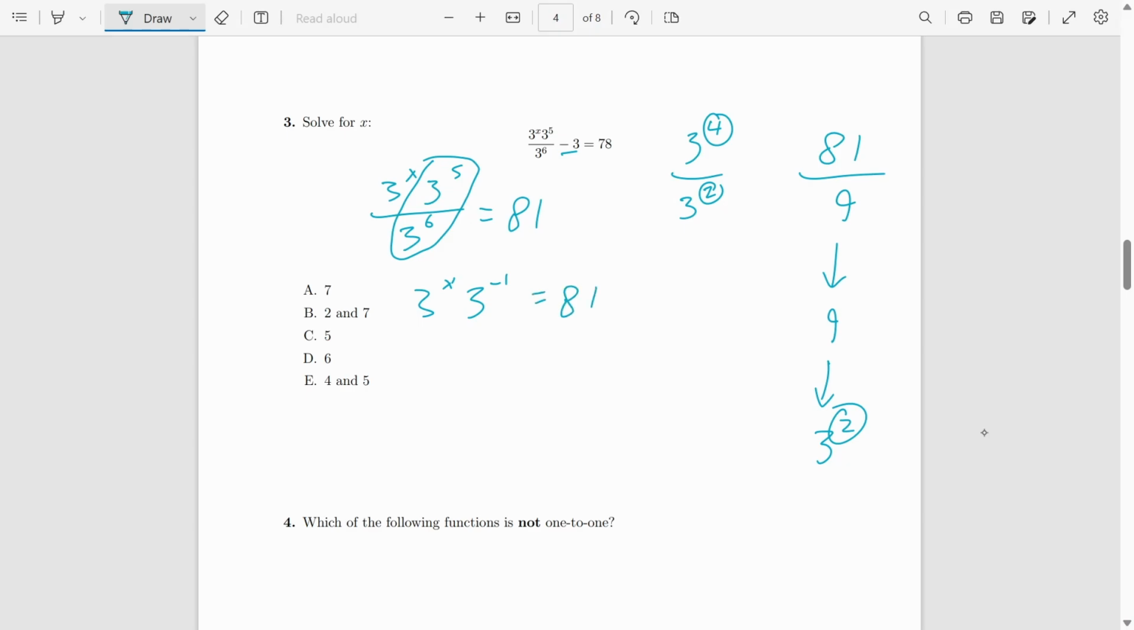And then we'll do sort of the same trick, but we're just multiplying, so we add the exponents instead. So this ends up becoming 3 to the x minus 1. So we add x and we add negative 1, so we minus 1. That equals 81.